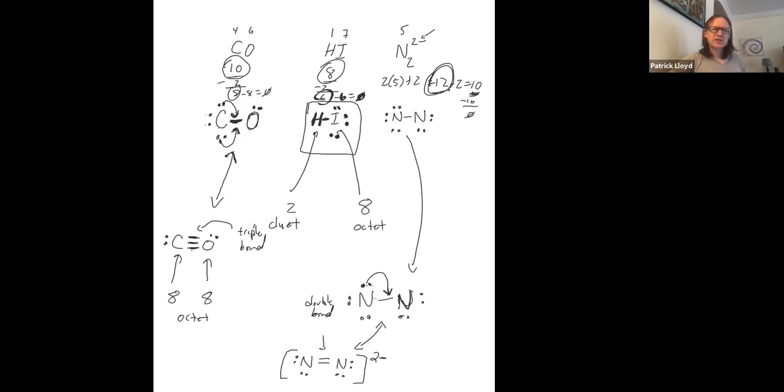Let's do the peroxide ion, O2, 2 negative. Actually, I'm going to do, oops, sorry. I'm going to do O2, just the oxygen molecule. And then I'm going to do O2, 2 minus. Okay, let's do those two.